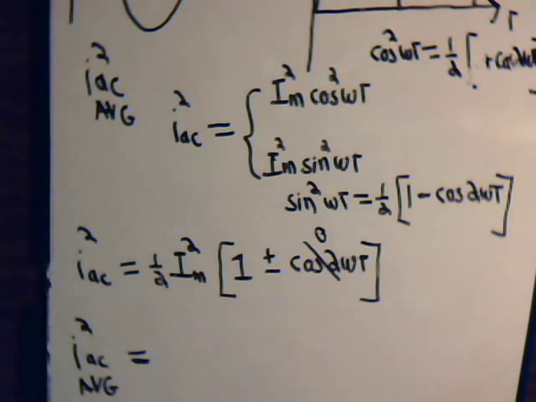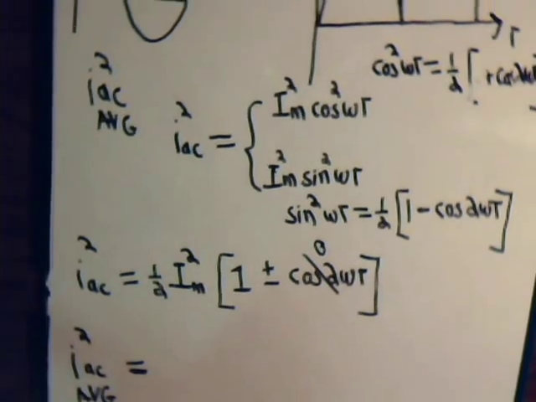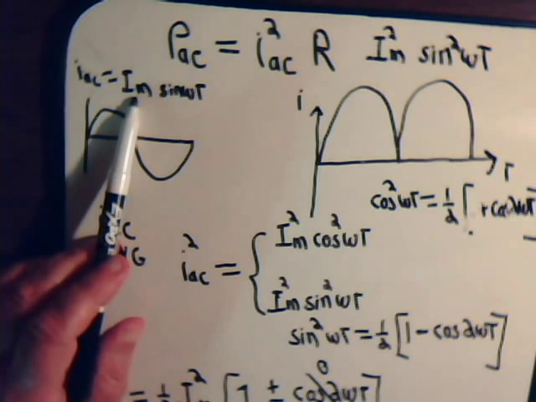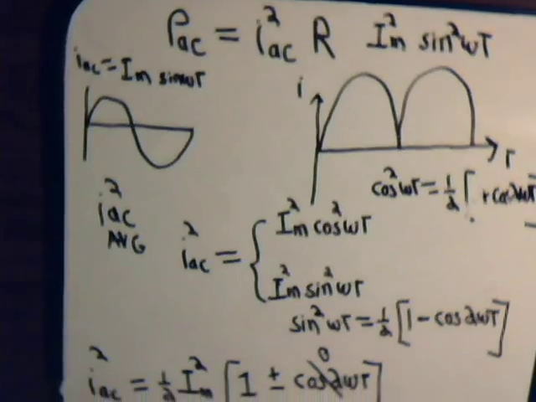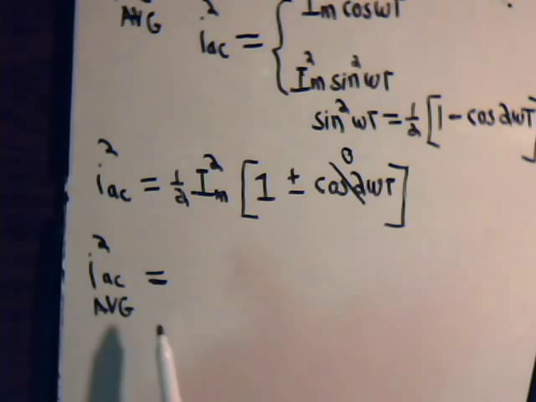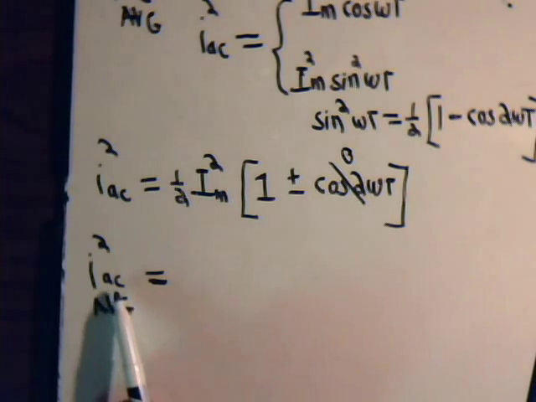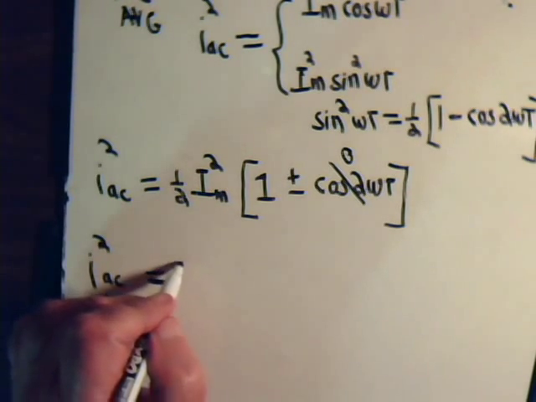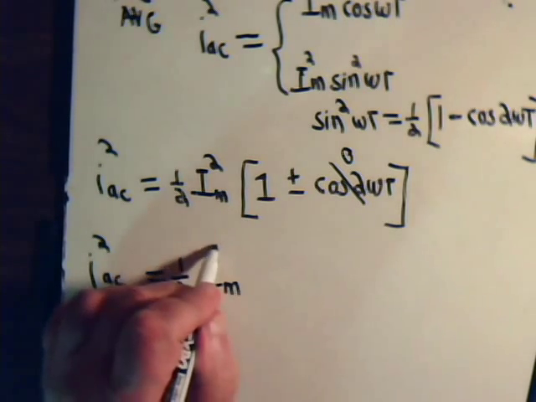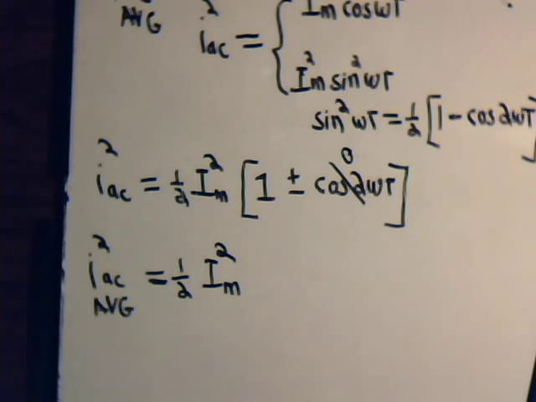If 1 is just a number, that'd be like asking what's the average value of 5, whereas it's just 5. And this I_M, that's the maximum value of our current. And again, that's just a number. It doesn't have any average, it's just strictly a number. So, and this average is zero. So, the average of our current squared turns out to be just 1/2 of the maximum current squared.